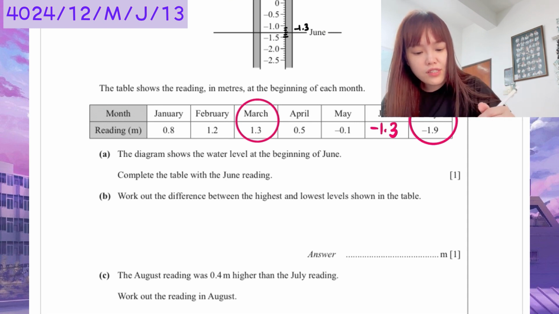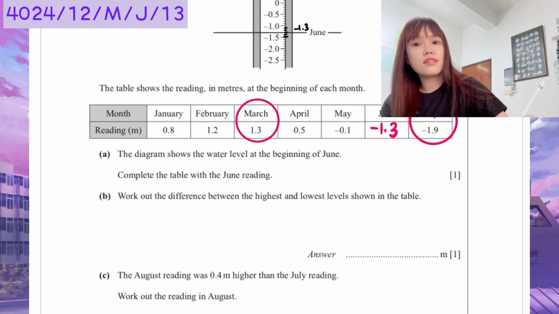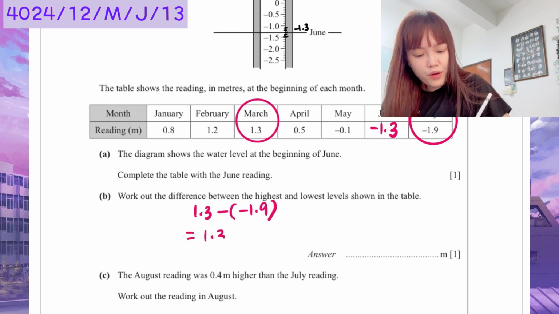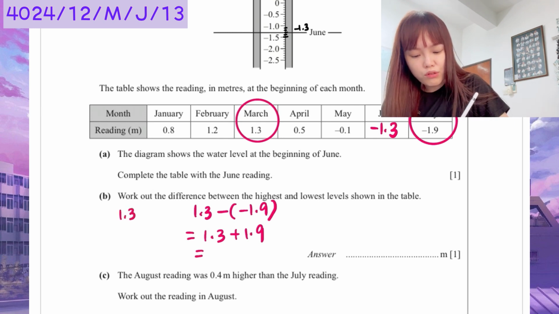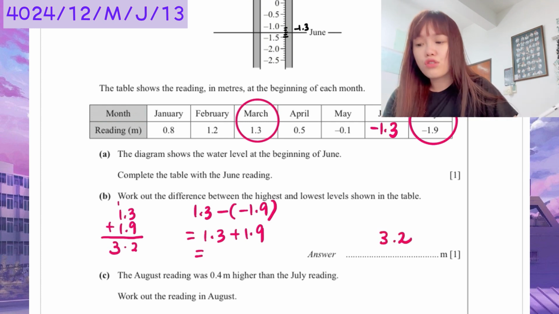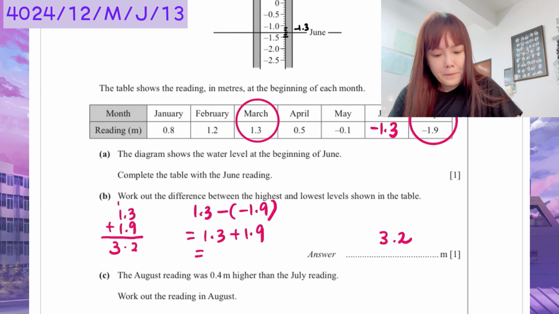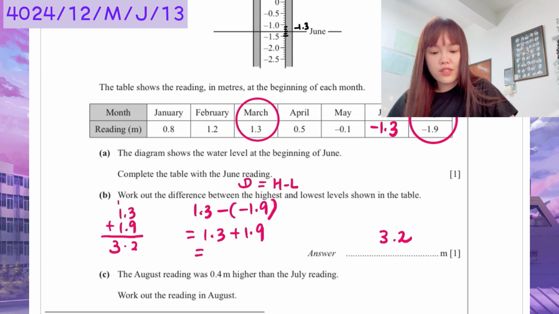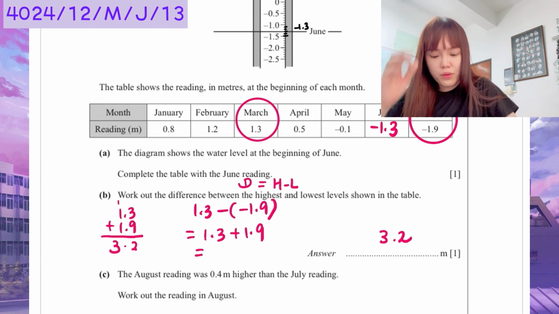So if we want to find the difference, highest and lowest, we always use the highest to minus the smallest one. The highest is 1.3. We minus the smallest one, which is -1.9. So 1.3 minus and negative become plus 1.9. And then we plus. Okay, I show you how to plus. 3 plus 9 is 12. 1, 2, 3, so it's 3.2. So the difference is 3.2. Okay, always use the highest minus the lowest one to find the difference. D for difference, H for highest minus the lowest.